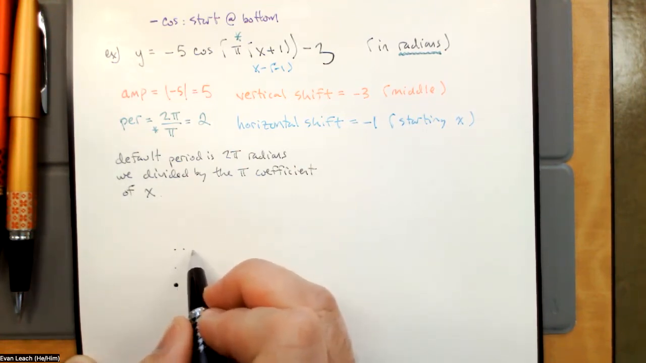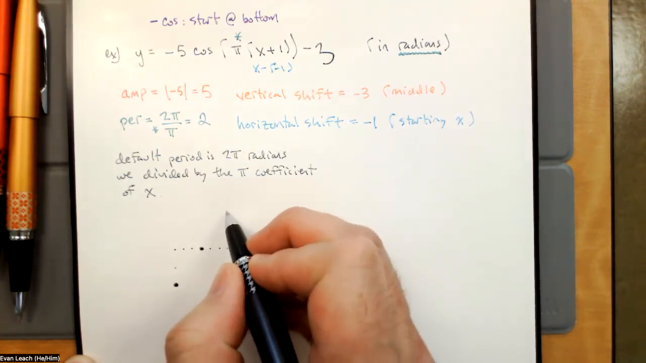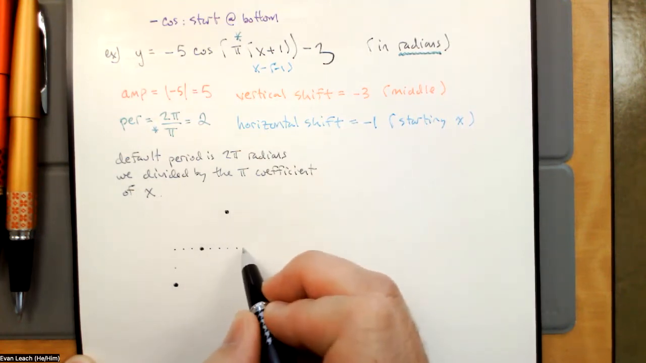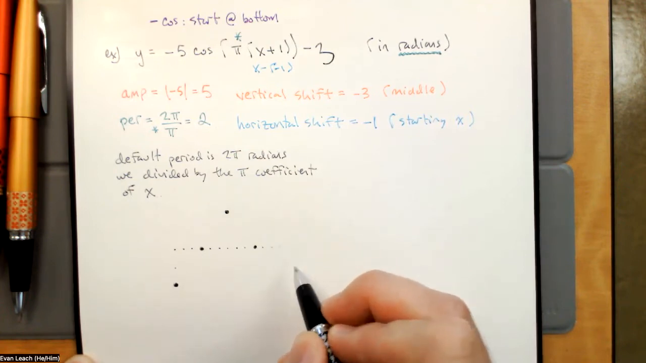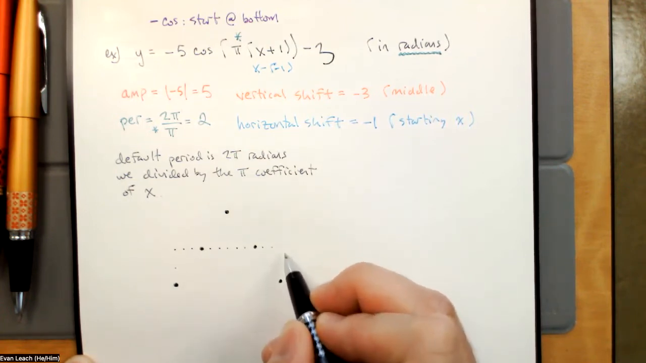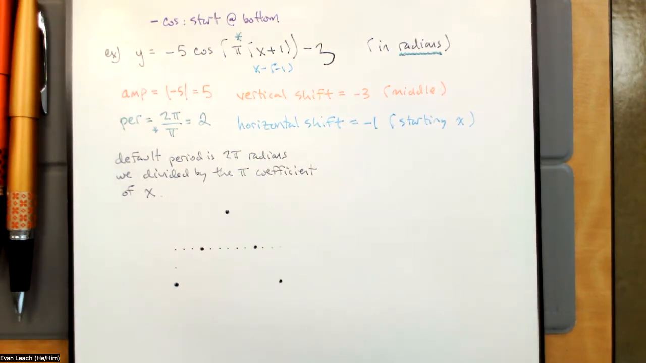So in my usual fashion, I'm going to start at the bottom, and I'm going to do 3 dots to the middle, 3 dots to the top, 3 dots to the middle, 3 dots to the bottom, and that'll be 1 cycle. We put them 3 apart.